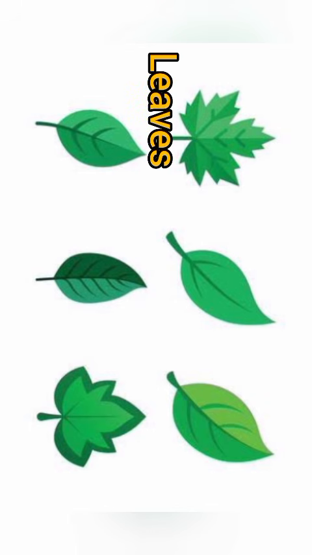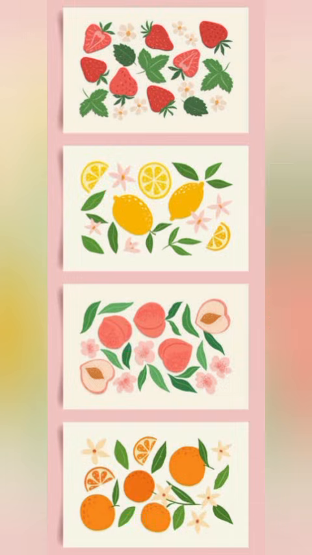The next one is leaves. Most plants have leaves. Plants make their food in leaves. Leaves are different in size and shape.